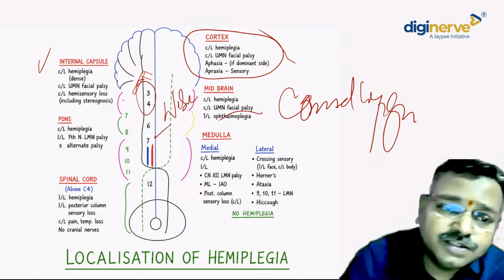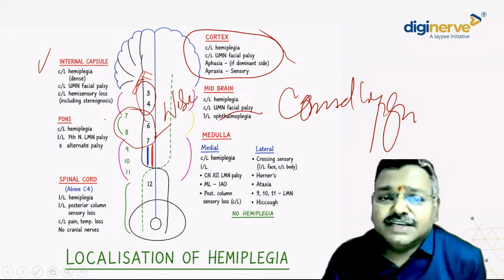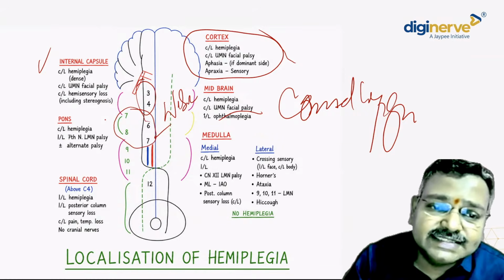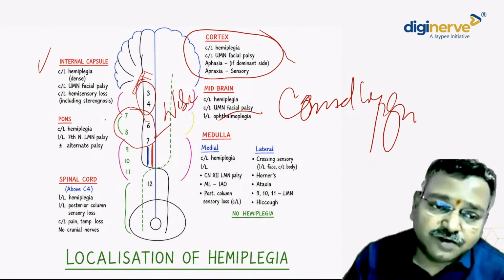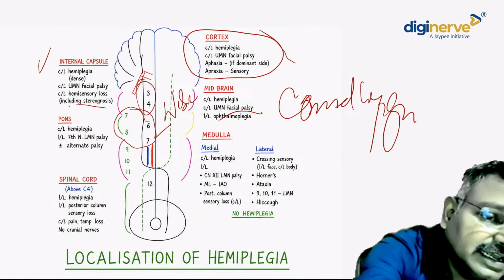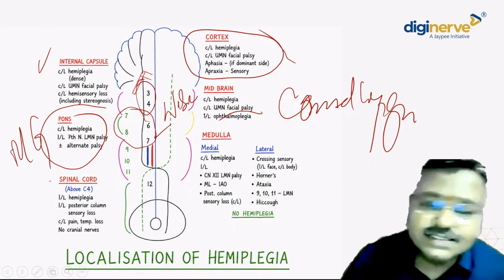Now, in the case of the pons, the 5th, 6th, 7th, and 8th nerves are usually involved there. So you will have seventh nerve involvement on one side and contralateral hemiplegia. This syndrome is what we call the Millard-Gubler syndrome.